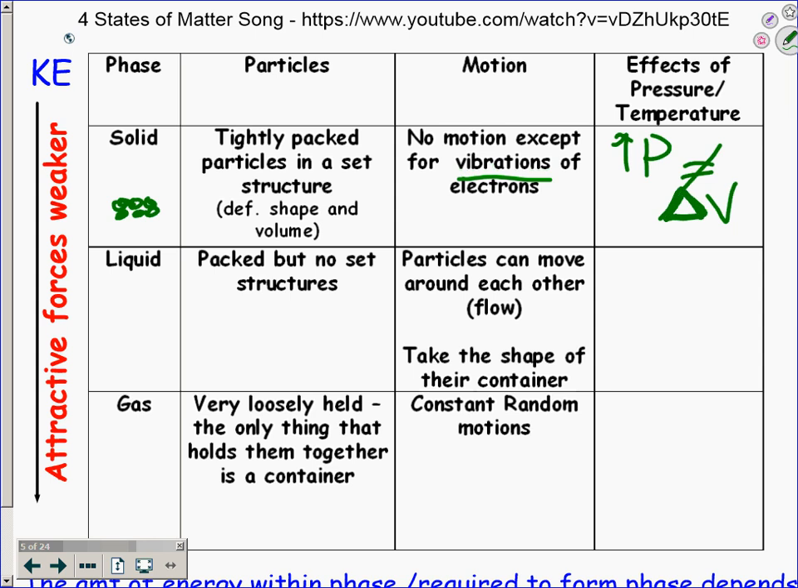Delta means change. Remember that from way back? So if you increase the pressure on a solid, it's likely not going to change the volume just because they are so closely packed. You can't squeeze them together anymore. Does this make sense? Okay, so now liquid.